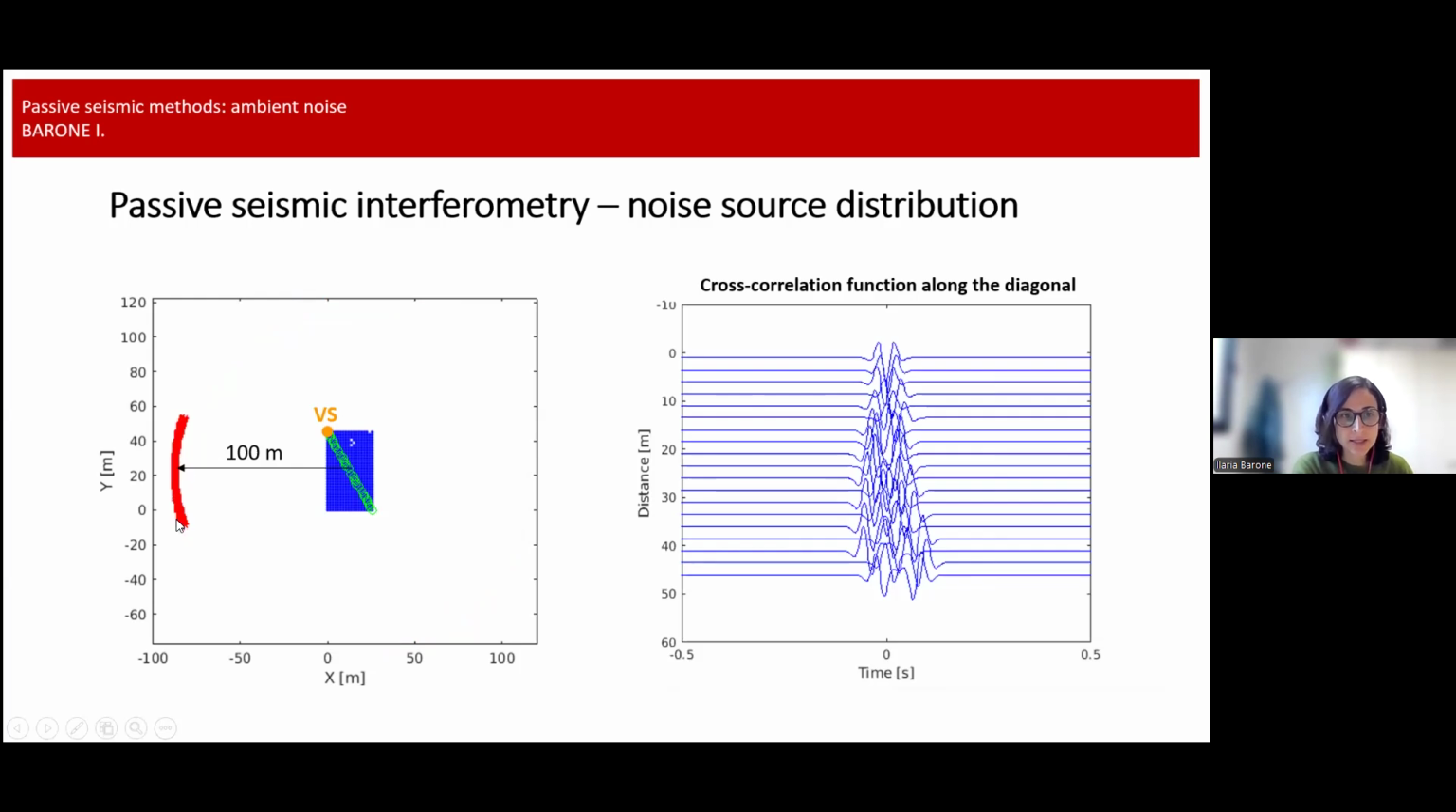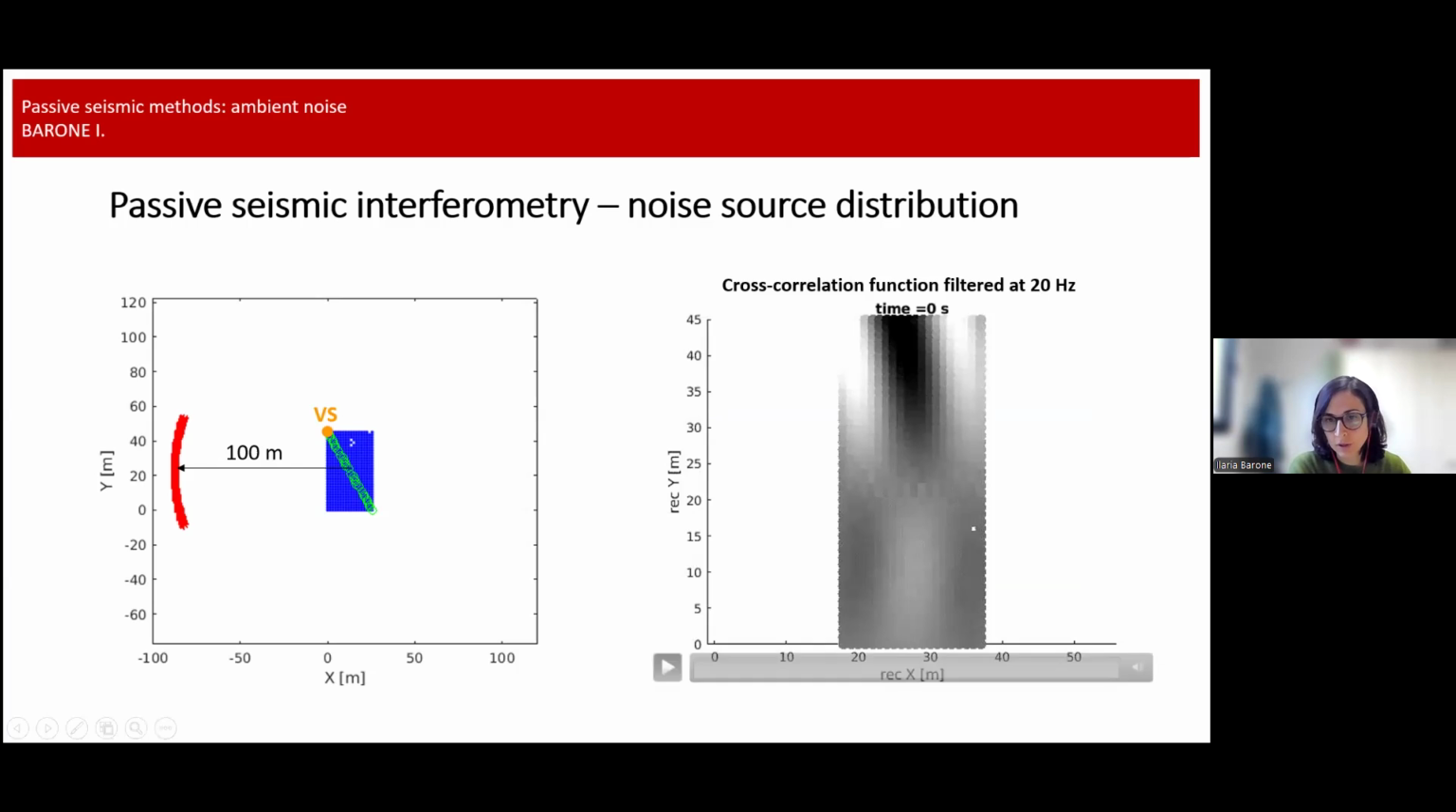Then this is the case where we have an unfortunate situation where we have sources only on one side of the array. And these are the cross-correlations that we obtain. Of course, if we have something like this, it is really difficult to say which is the velocity of propagation of the medium.